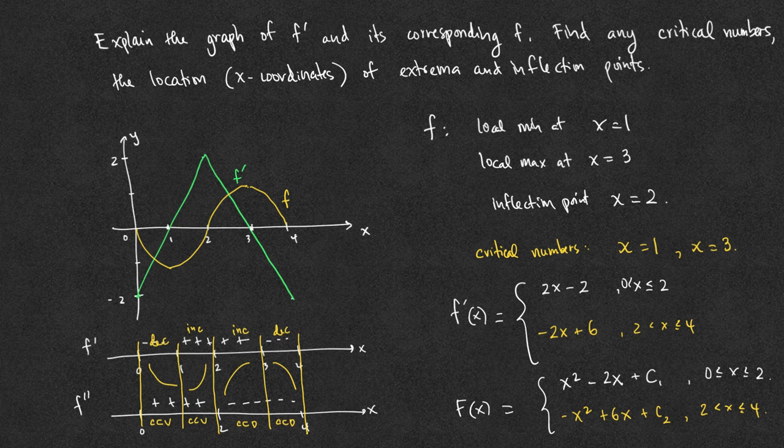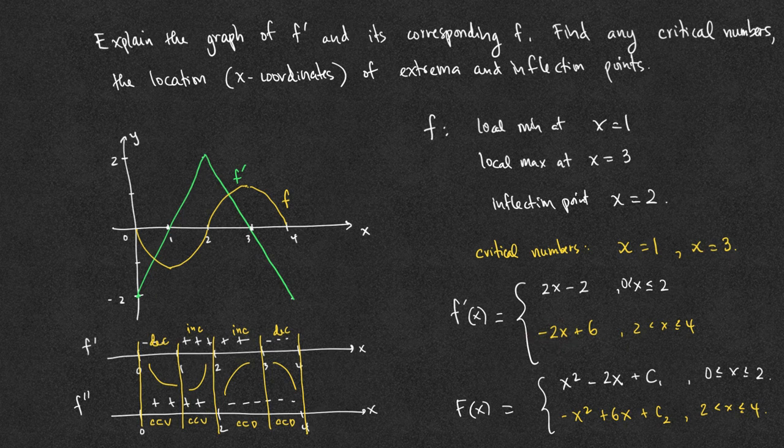If we're going to make a guess, we should always check this. The derivative of x squared is 2x. The derivative of negative 2x is negative 2. And the derivative of a constant C1 is 0. Similarly, the derivative of negative x squared plus 6x plus C2 is negative 2x plus 6.